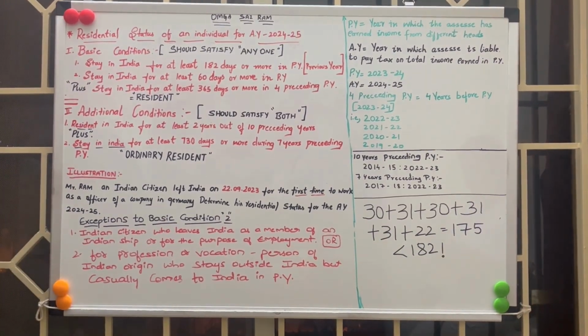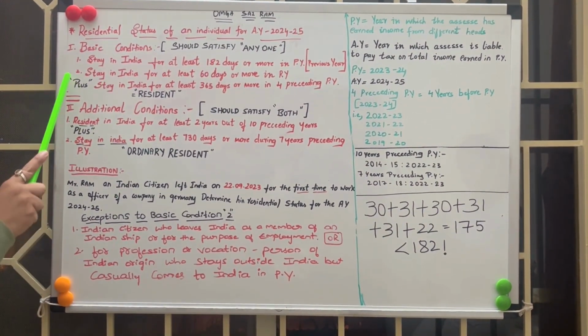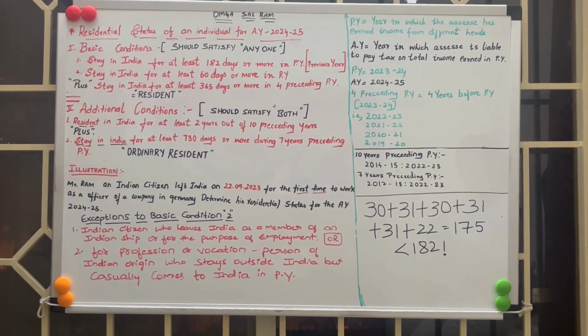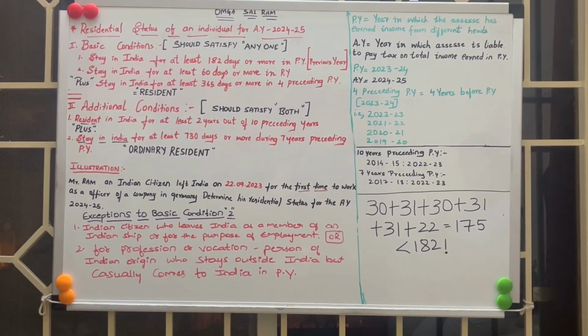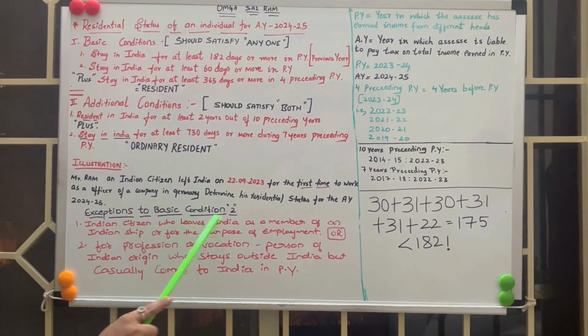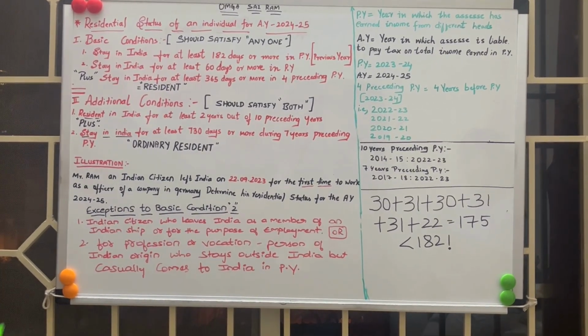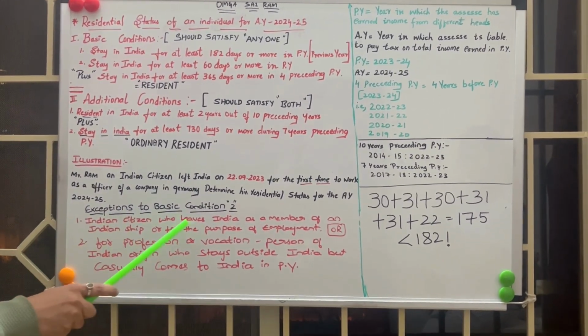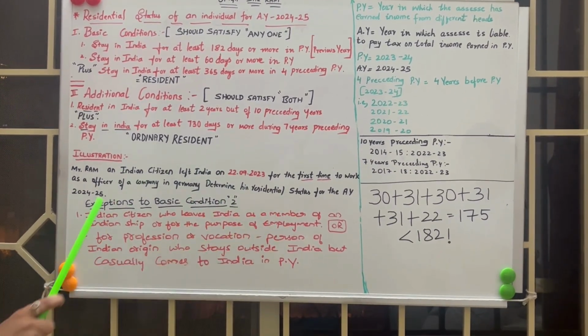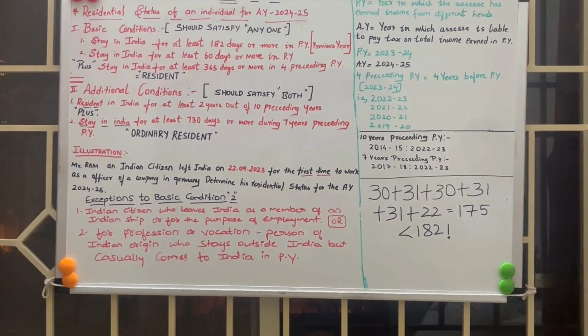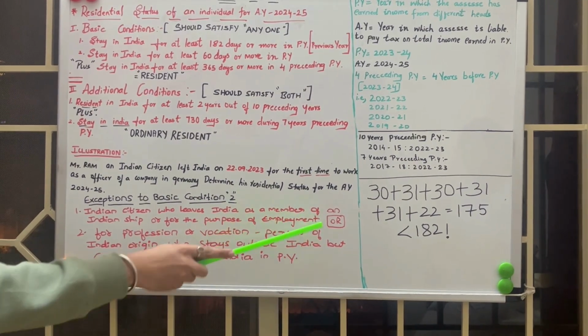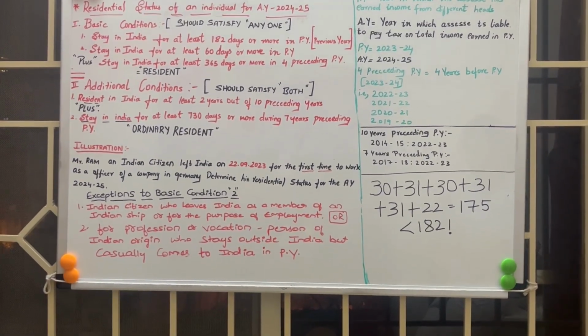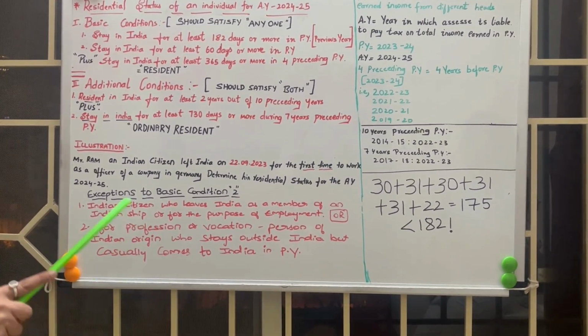Now what we will usually do is go for the second condition because he has not fulfilled the first condition. However, there are certain exceptions to basic condition number 2. That is, if you are an Indian citizen and you are leaving India as a member of the crew of an Indian ship, or for the purpose of employment, you are seeking employment outside the country, then the second basic condition is not applicable to you.